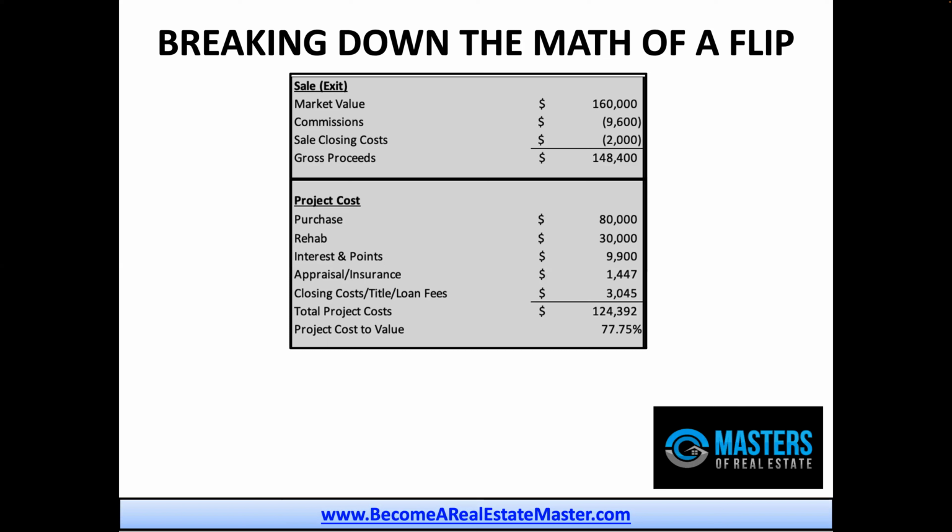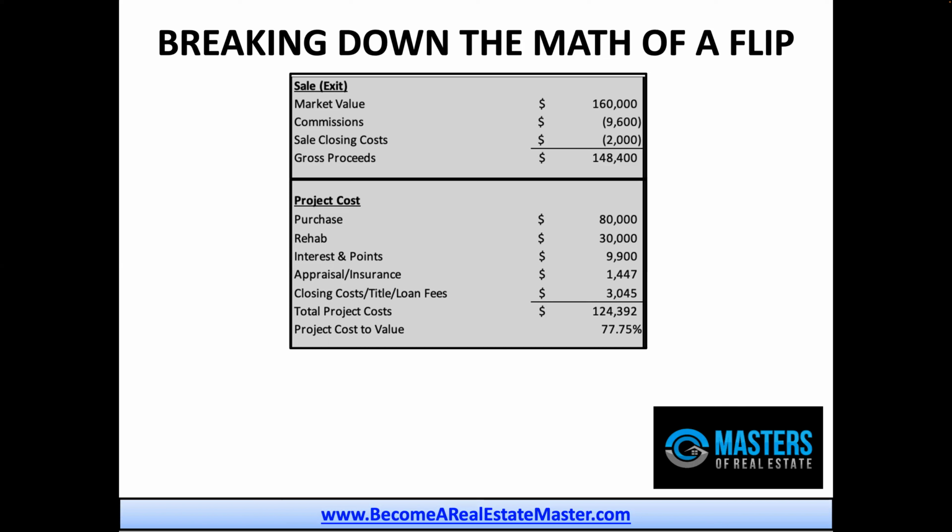So purchase price is 80,000, rehab in this example is 30, interest and points, appraisal, insurance, closing costs, title, and loan fees involved, coming to your total cost of 124,000 in this example, which is 77.75% of the $160,000 estimated market value.